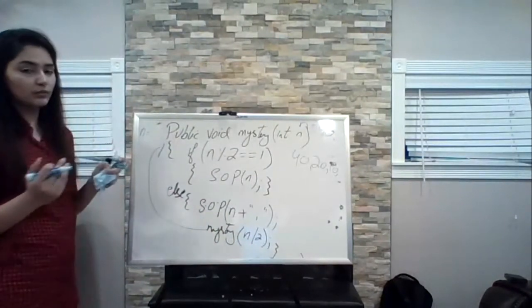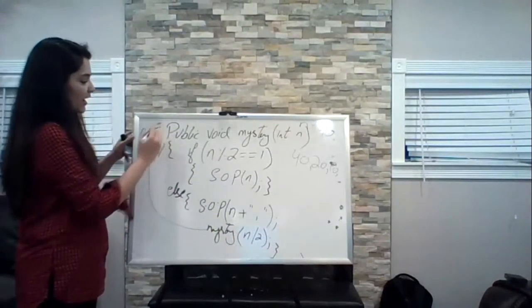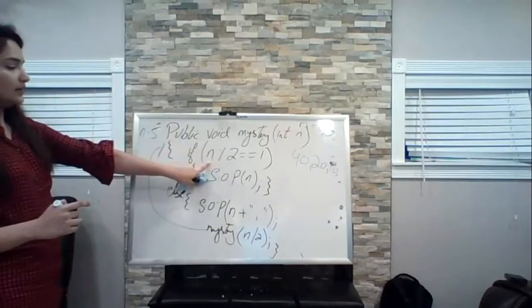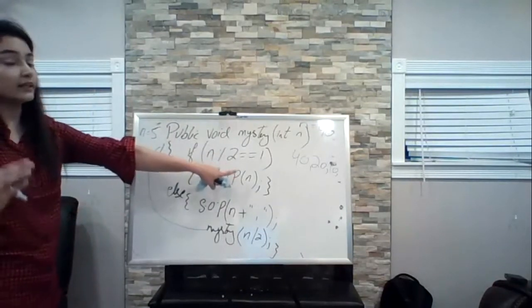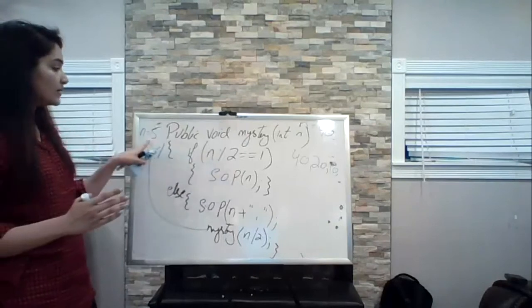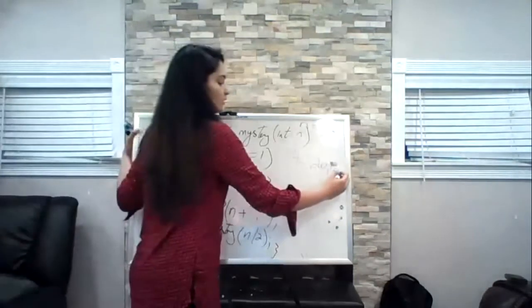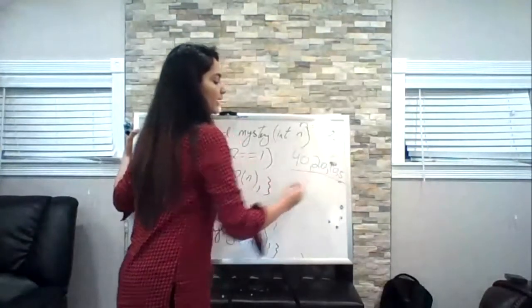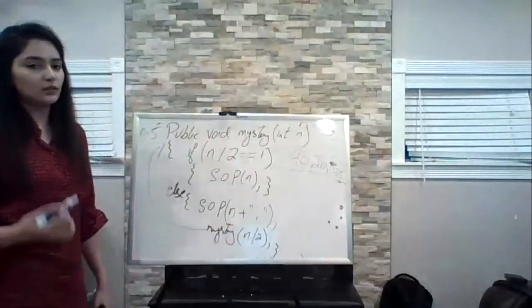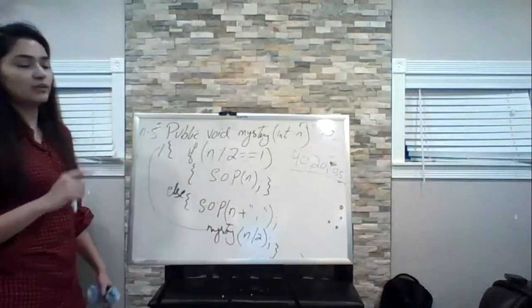So your new n is n divided by 2. 10 divided by 2 will be 5. Now you run again, is 5 mod 2 equal to 1? Yes, system.out.print n, which is 5. So this is your output, the whole line: 40 comma 20 comma 10 comma 5 for mystery 40.